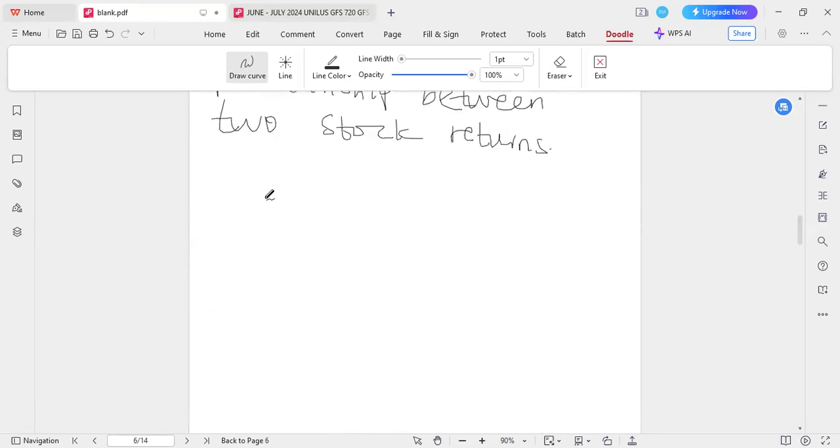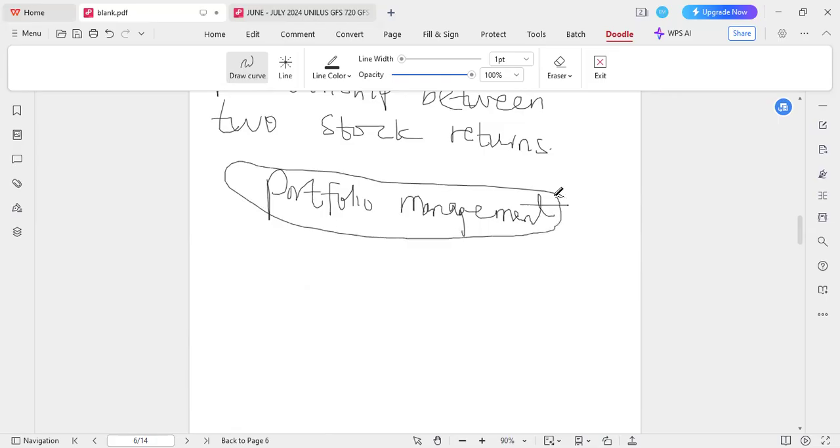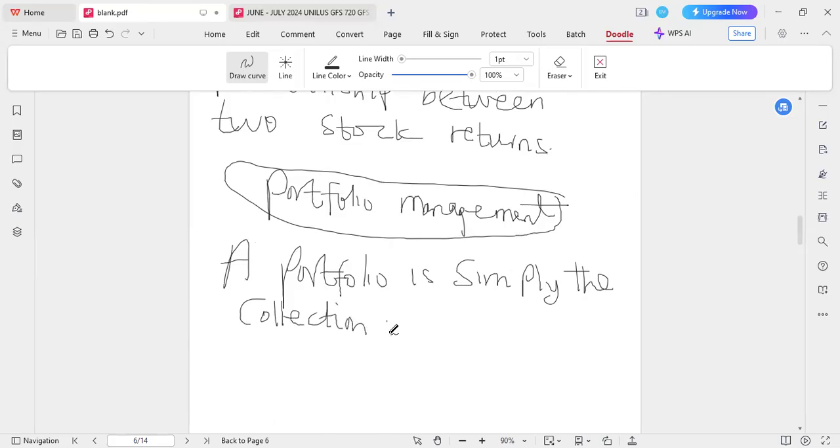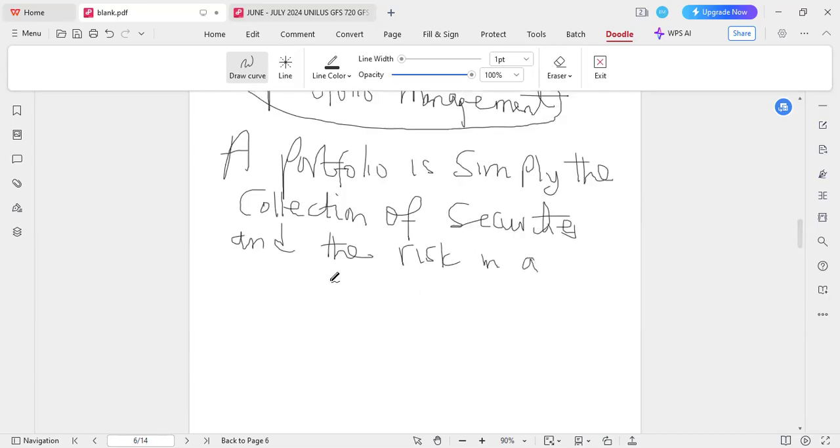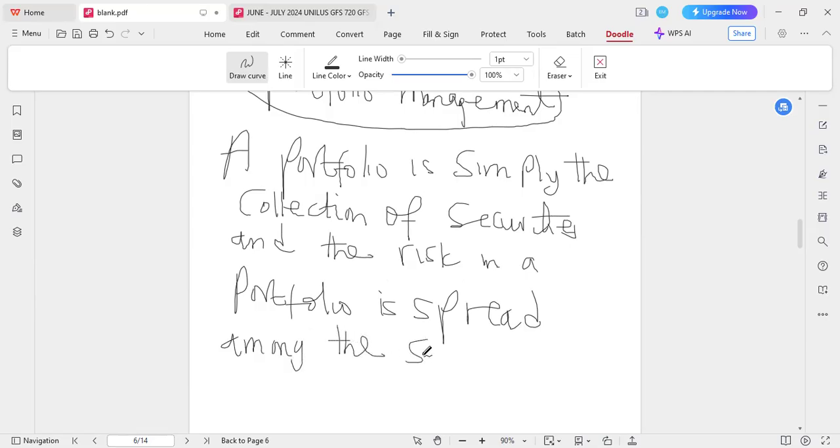Now, what goes on here is that we need to look at what we call portfolio management. Okay. A portfolio is a collection of securities. So a portfolio is simply the collection of securities, and the risk in a portfolio is spread among the securities.